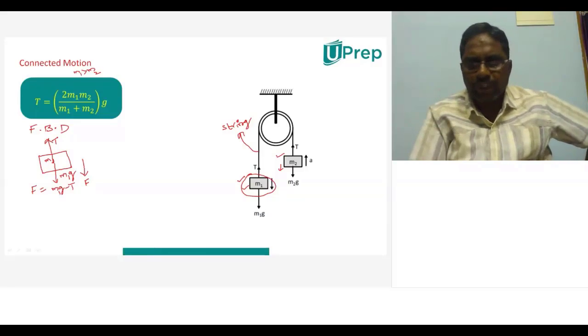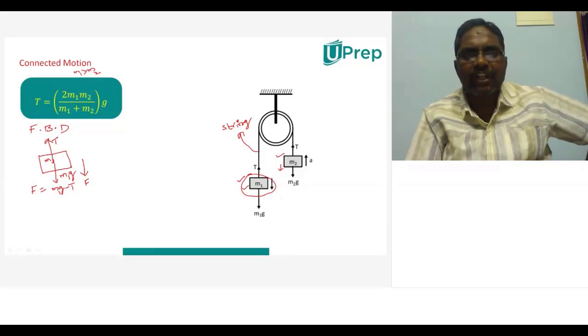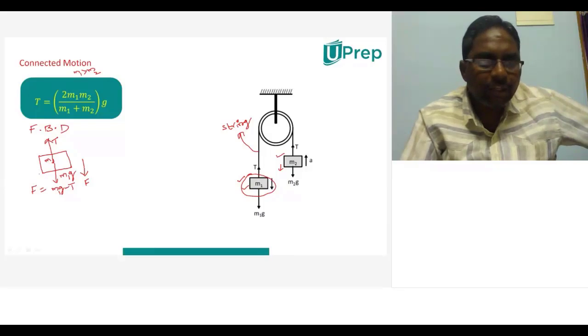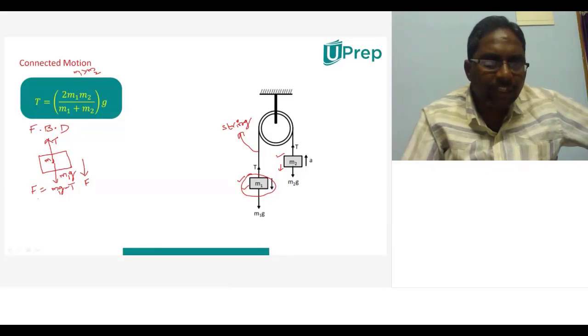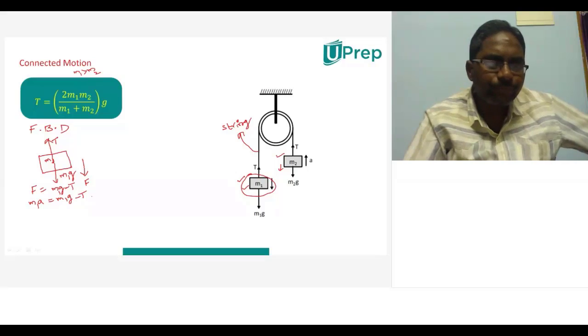Now maybe you know that according to Newton's second law of motion, F is equal to ma. Can we write it or not? Yes, sir. F is equal to ma, we can write. So then for the resultant force, can I write M1A is equal to M1G minus T? Can I write like this? Yes, sir. Right. I am calling it equation number 1.